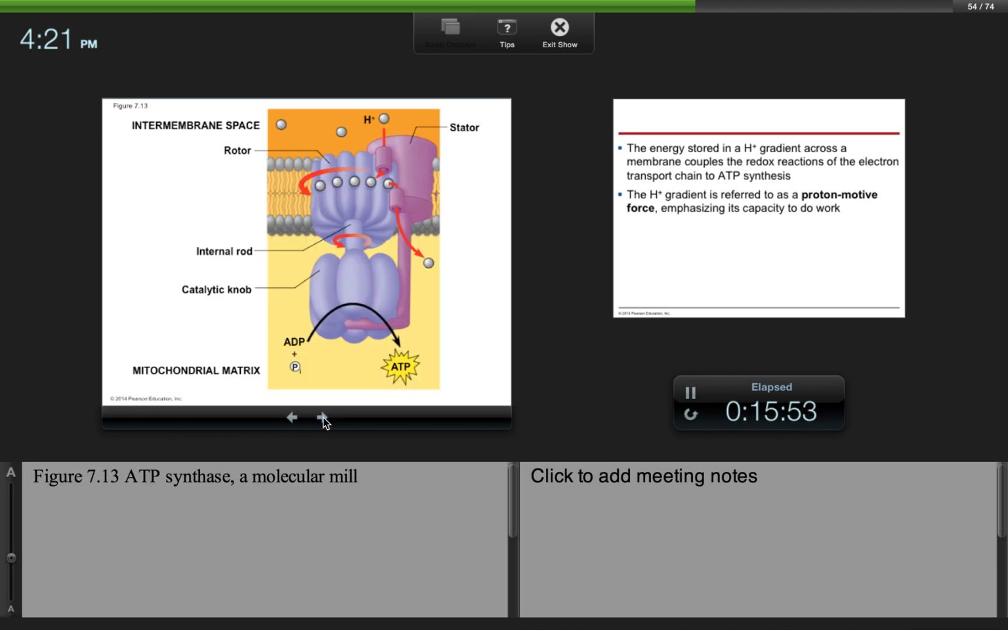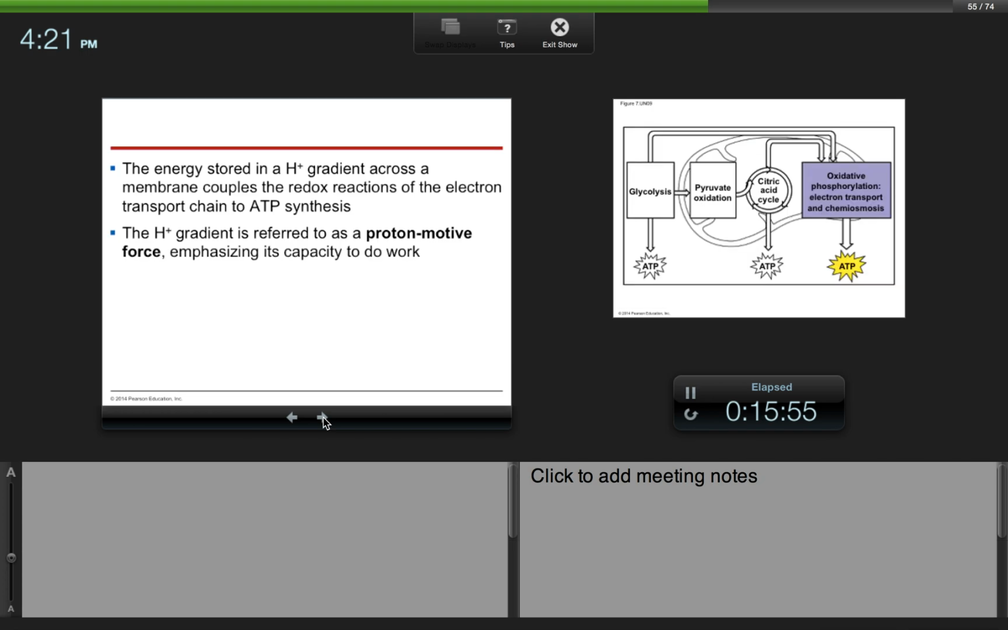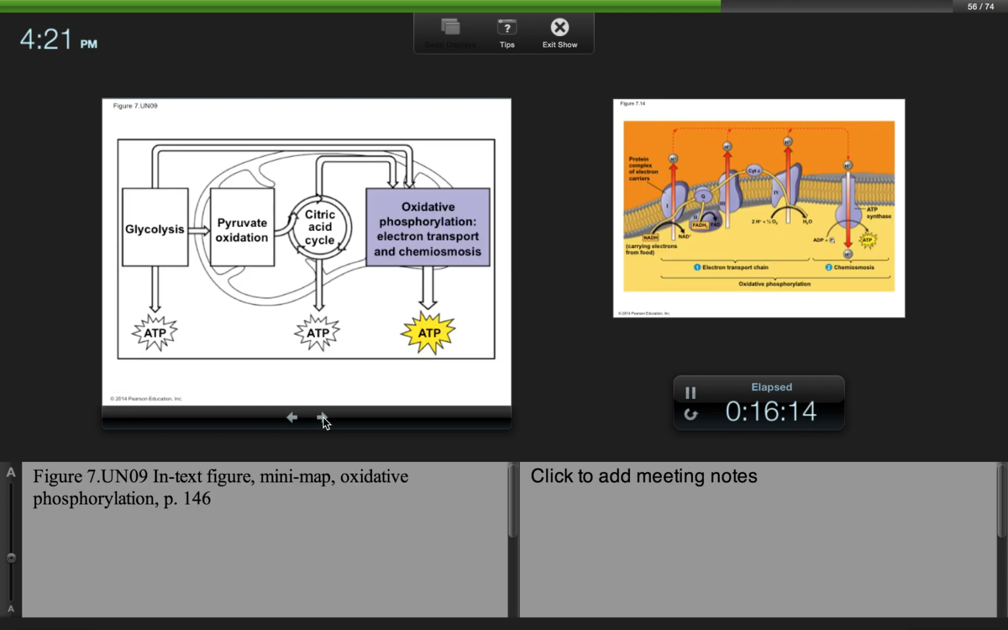This is just a picture of ATP synthase. The energy stored in a hydrogen ion gradient across the membrane couples the redox reactions of the electron transport chain to ATP synthesis. The hydrogen ion gradient is referred to as a proton motive force, emphasizing its capacity to do work. So again, this is where most of your ATP gets generated.